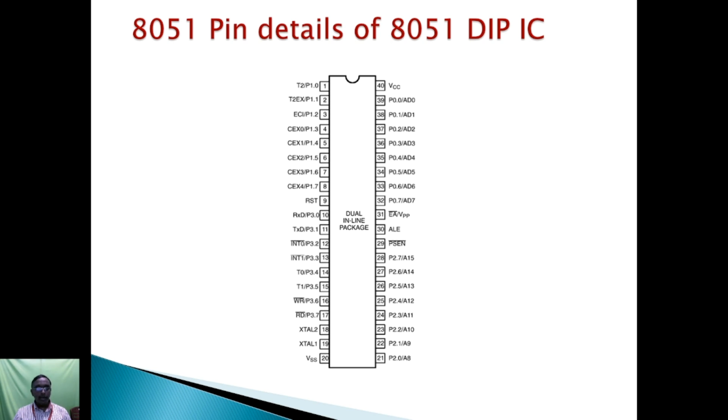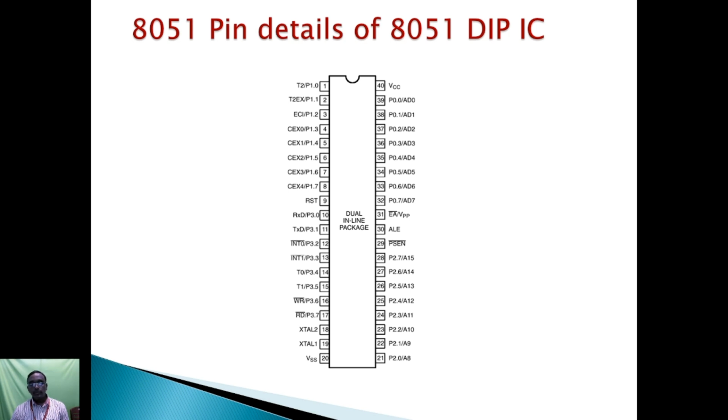So next one is read and write. When we read and write to the interface, that is called read and write. That is the 16th pin and 17th pin. So the 18th pin and 19th pin are XTAL2 and XTAL1. These two are the oscillator, which generates the constant frequency. VSS is the supply.